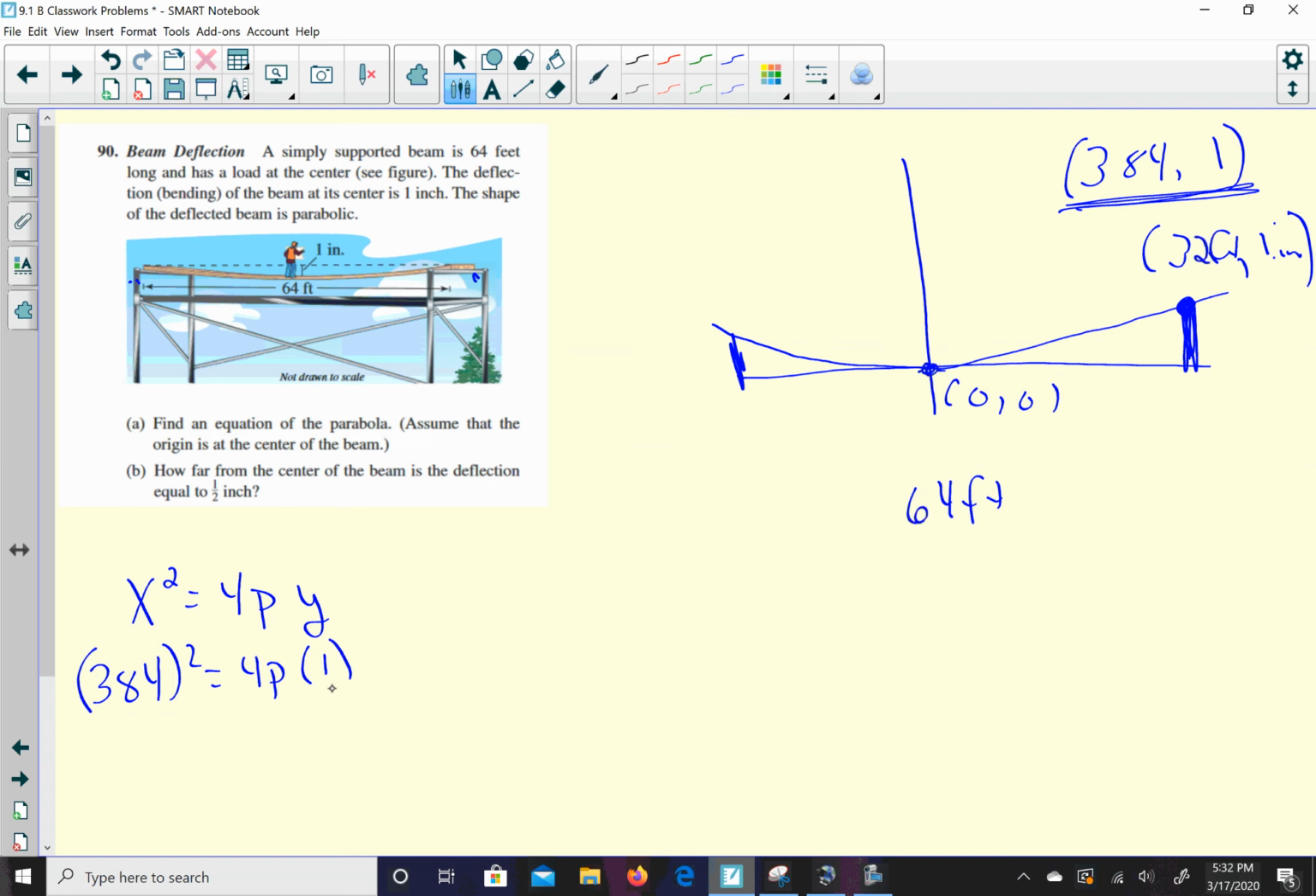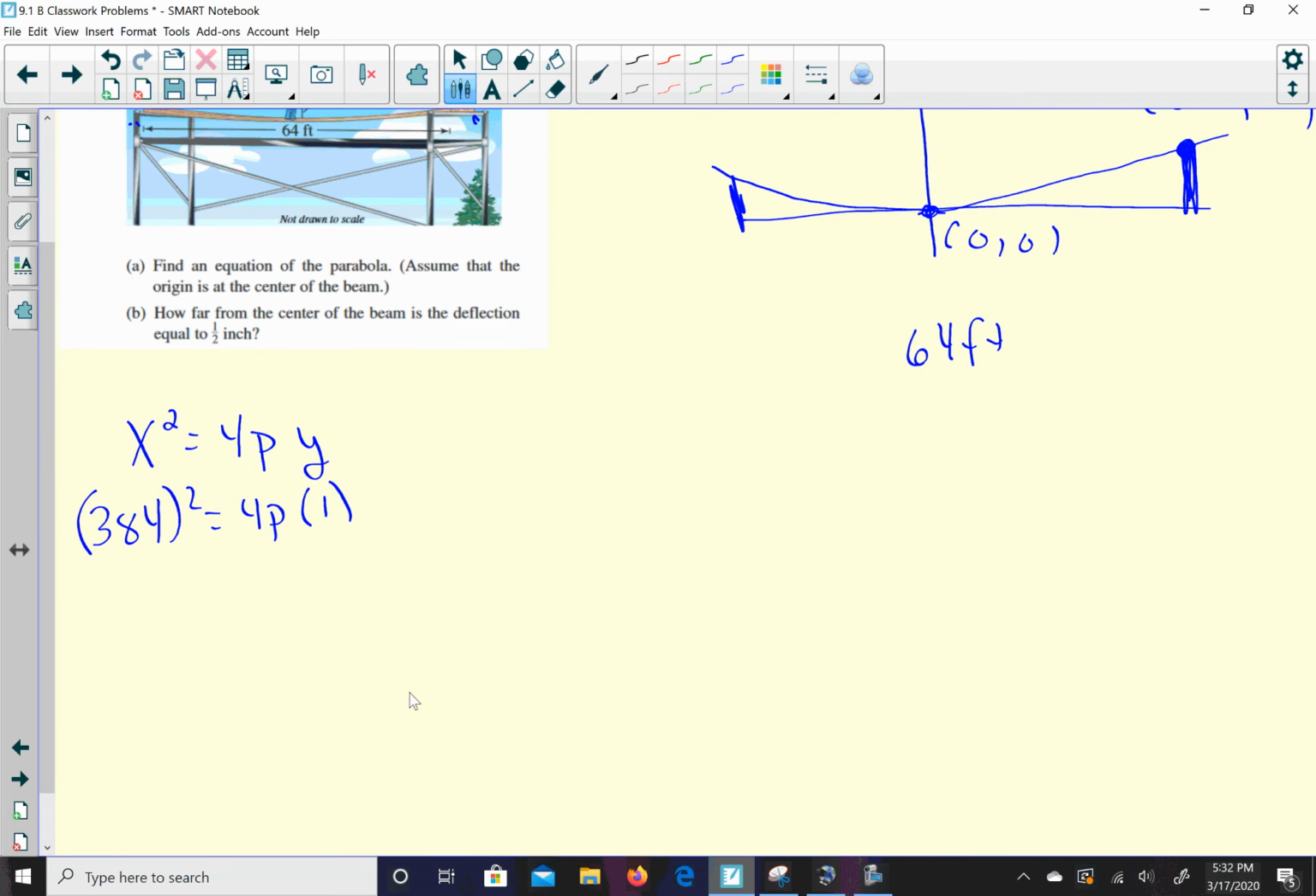So when I take 384 and I square it, again, these are going to be big numbers, but you do have a calculator. 384 squared is 147,456, which is equal to 4p. Let's take a second here. I want to write the equation, and I know that I have 4p here. I could divide by 4, and then I'm just going to end up multiplying by 4. I could do that, but why bother? So I'm just going to say x squared is equal to that 4p, which is 147,456y. So that's my equation.